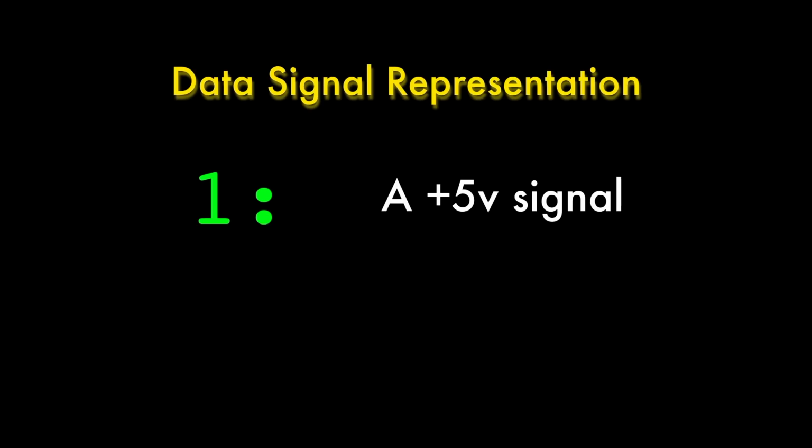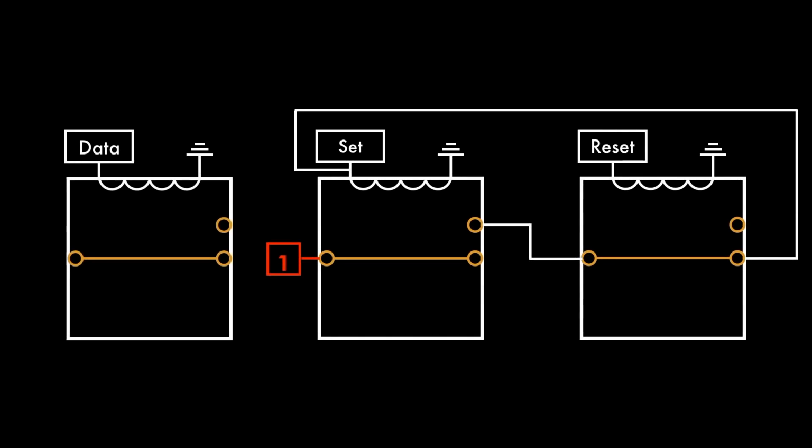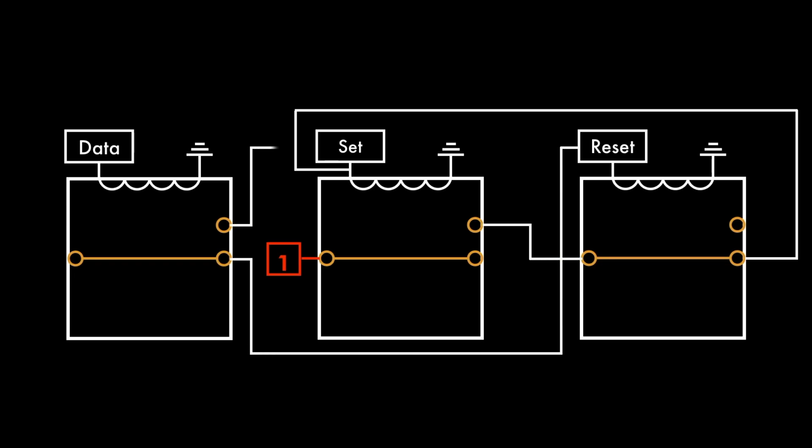There's another issue we have to solve regarding how data is represented by signals in the computer. In my computer, a 1 is represented by a positive 5-volt signal, and a 0 is represented by no signal. That means that if we want to store a 0, we need some way to trigger the reset relay that can respond to a lack of a signal. We can do that by adding a third relay, which I'll call the translator because it translates a 1 or a 0 into a set or reset signal by connecting its normally closed terminal to the reset relay and its normally open terminal to the set relay.